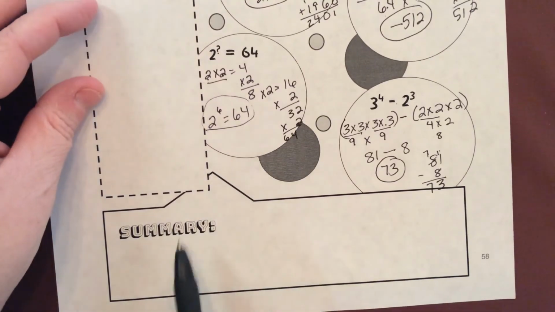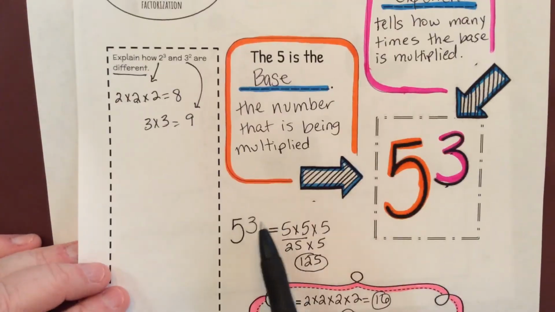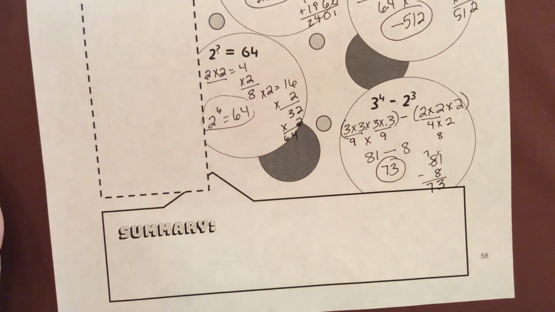Okay, so your summary here. I want you to put your summary. Okay, tell us about what these exponents are, what the base is, what the exponent means, why we do not multiply 5 times 3. They're not the same thing, okay? Fill out your summary for me. Thank you.